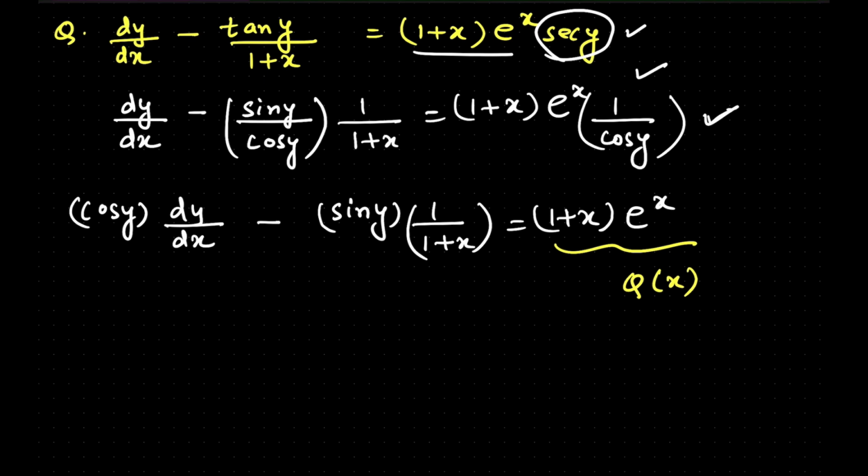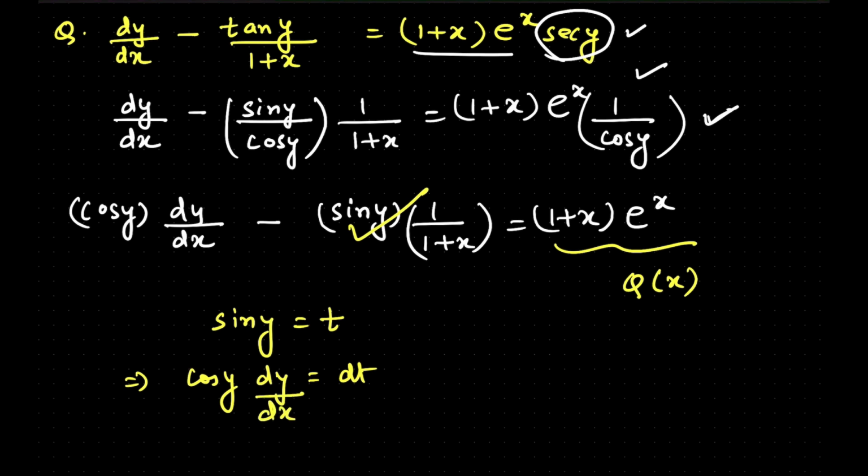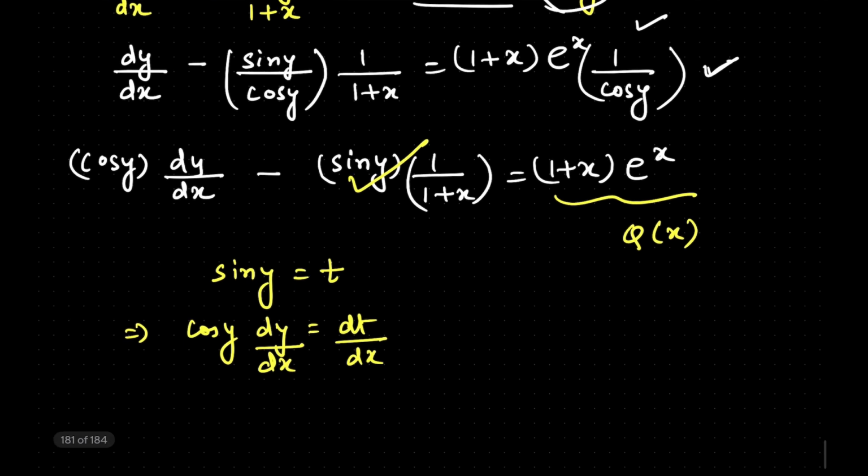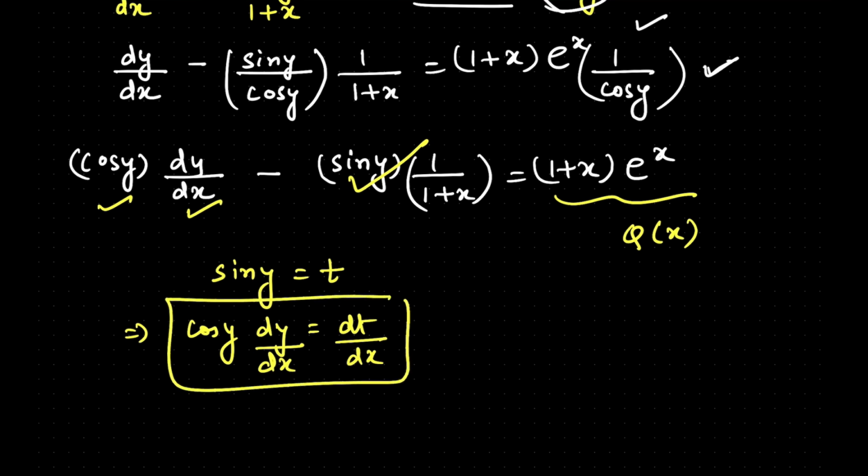Now we also want our P(x) term to be independent of y. So what we will do is we will assume sin y as t this time. If you assume sin y as t, let's differentiate it. You will get cos y dy on the left hand side and dt on the right hand side. So we will divide this by dx on both sides. Now you can see that this cos y dy by dx is dt by dx. So you can replace this cos y dy by dx with dt by dx. So let's do it.